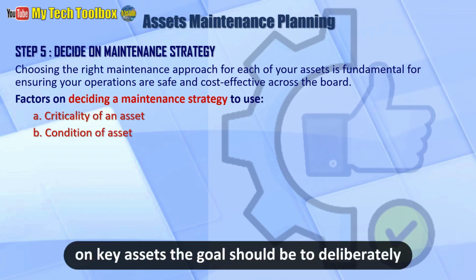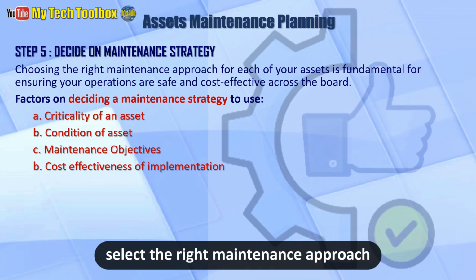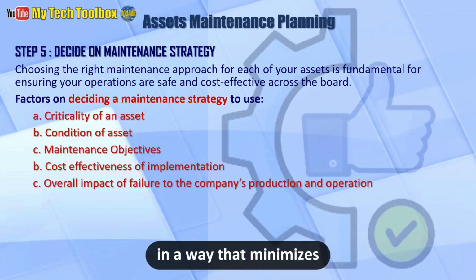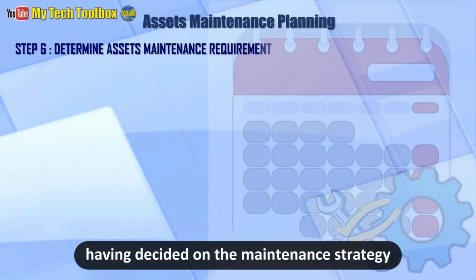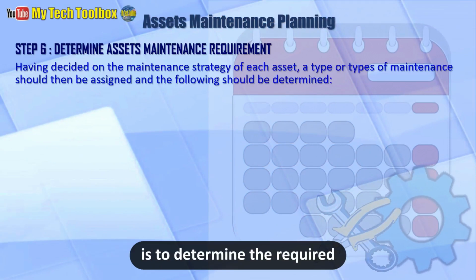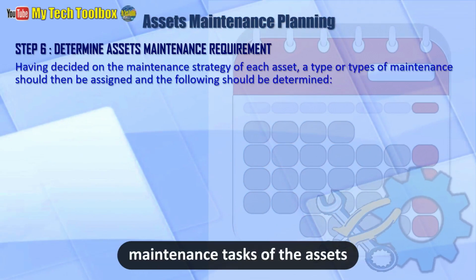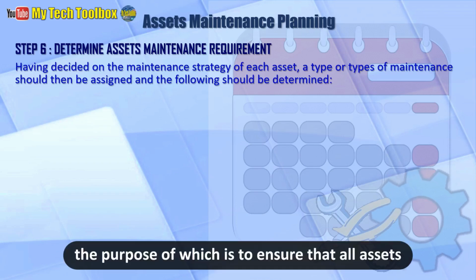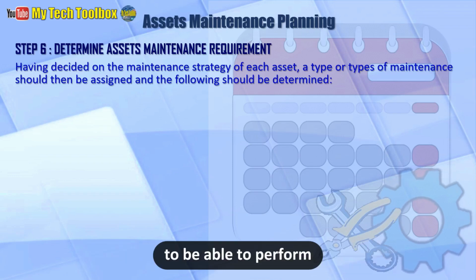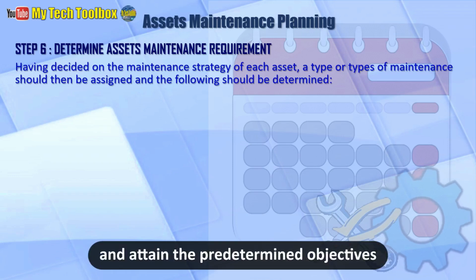On key assets, the goal should be to deliberately select the right maintenance approach for each type of equipment failure in a way that minimizes the overall cost of the failure to the organization. Having decided on the maintenance strategy, the sixth step of maintenance planning is to determine the required maintenance tasks of the assets, the purpose of which is to ensure that all assets should have an assigned maintenance schedule to be able to perform and attain the predetermined objectives.